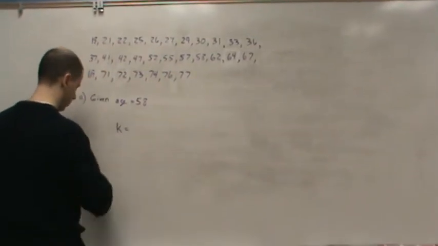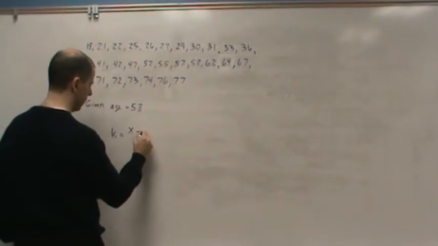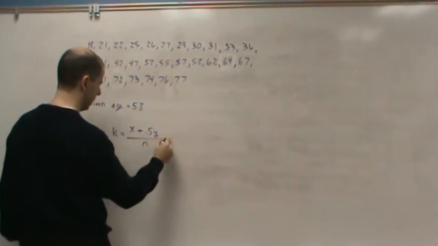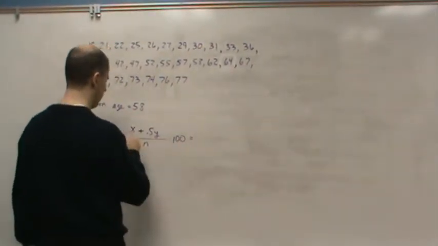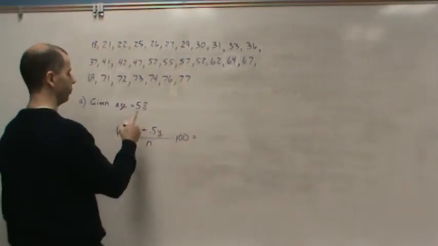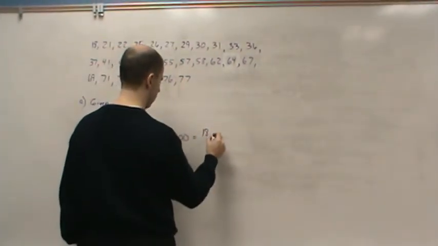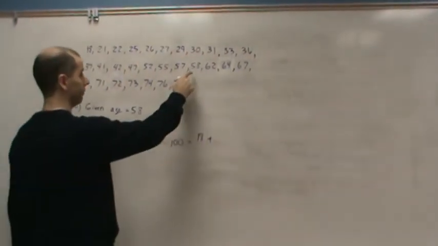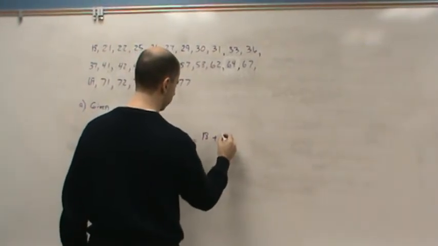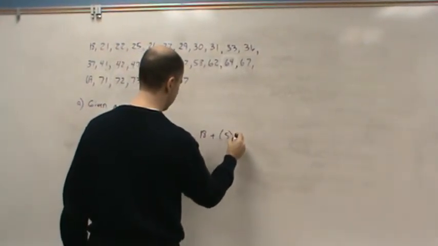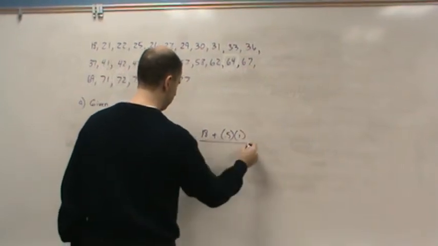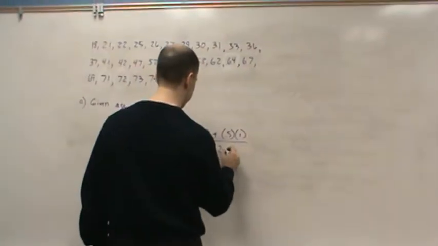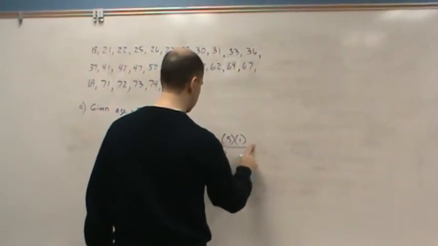So remember the formula. Let me write down the formula again. So x plus half of y, 0.5 times y, divided by n, times 100. Okay? So how many values are x? Well, that's going to be 18. And how many values are equal to 58? 1, right? Right there. So it's going to be half of 1, so 0.5 times 1, which is just 0.5. And then we're going to divide by the sample size. Well, what's the sample size? 29. And then we're going to multiply by 100.